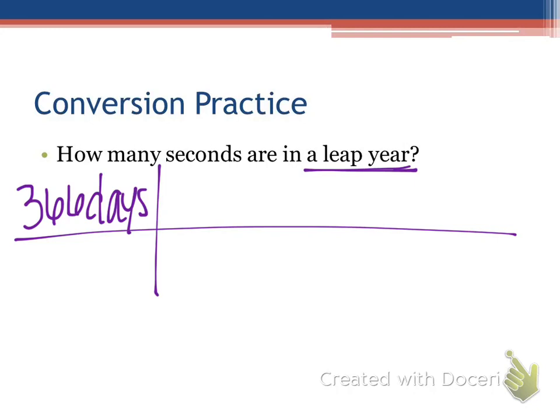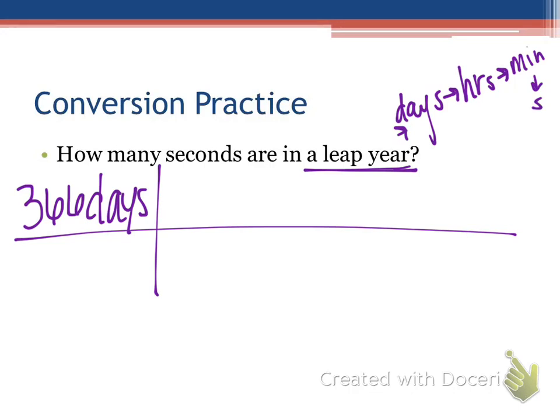The path we have to take to get from year to seconds, right? We need to go year to days, which we already happen to do. Days to hours, hours to minutes, and minutes to seconds. Okay, so that's the process.